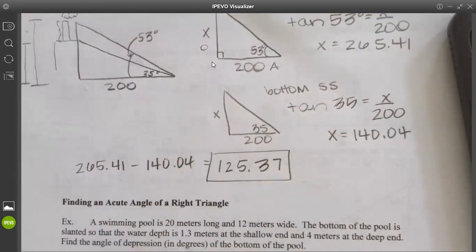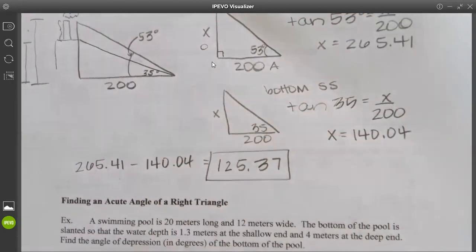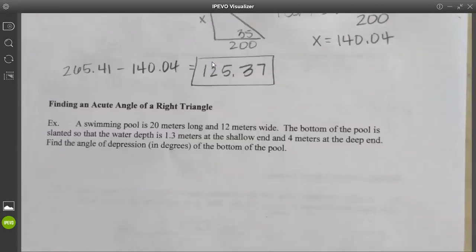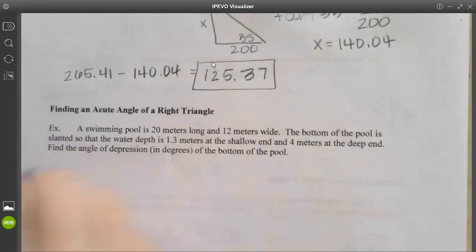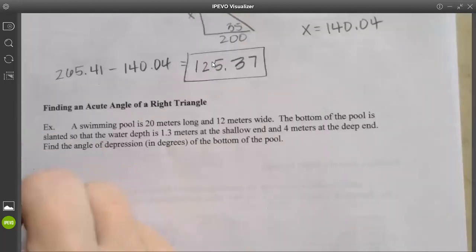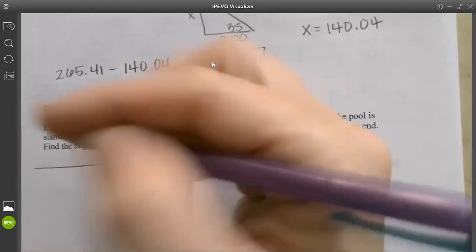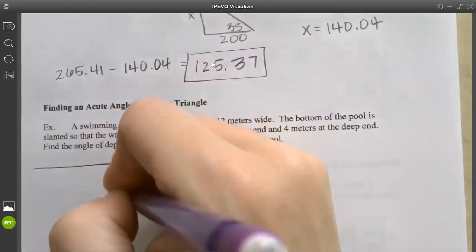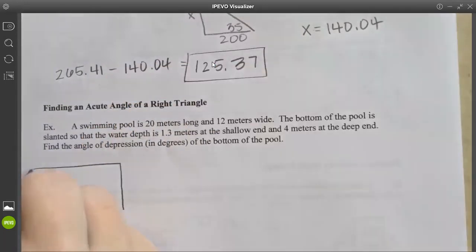All right. A swimming pool is 20 meters long and 12 meters wide. The bottom of the pool is slanted so that the water depth is 1.3 meters at the shallow end and 4 meters at the deep end. Find the angle of depression in degrees at the bottom of the pool. So I'm going to draw this for you, and I think they give this to you in your book because I wouldn't expect that you would know what this is going to look like.